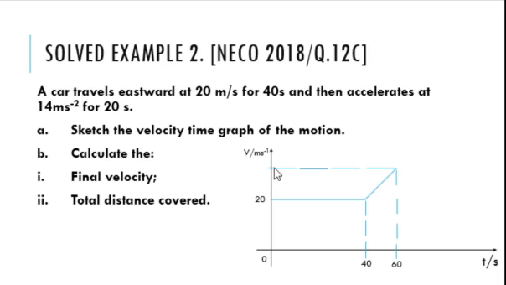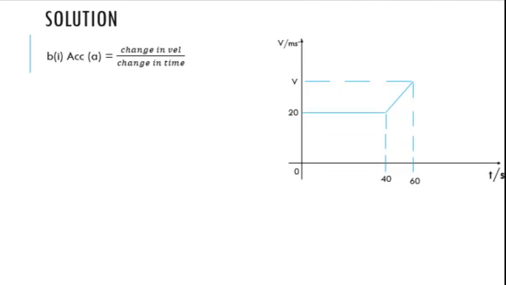So I should have put V here. Maybe I'll put it in the next slide. V to show the final velocity. Right, now I can see it. I have the V there. Right, I want to calculate this V.